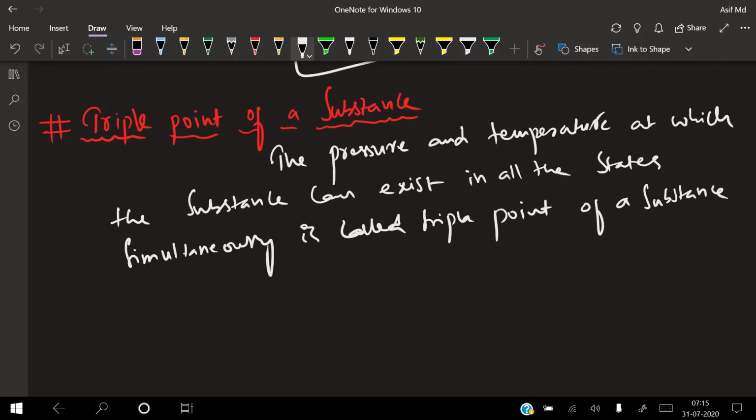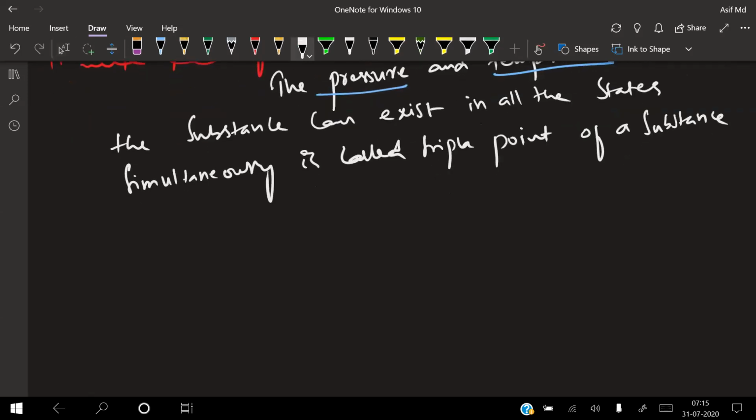So what is the definition? The pressure and temperature at which the substance can exist in all states, solid, liquid, and gas, is called the triple point of a substance. Is it experimentally possible? We can even do this experimentally, but for calculation purposes, we directly take that pressure and temperature.